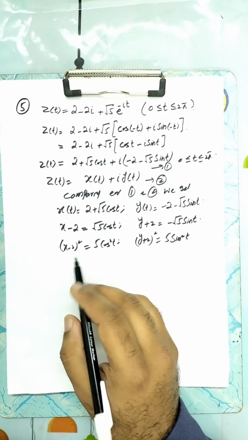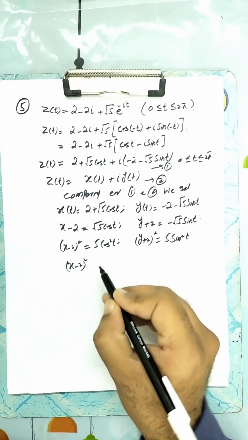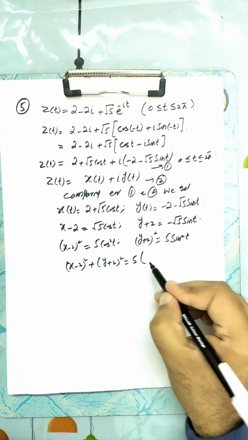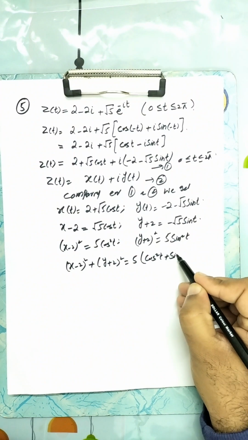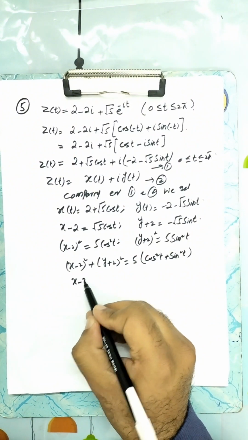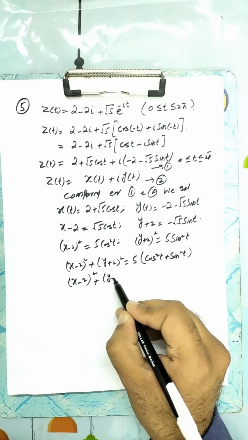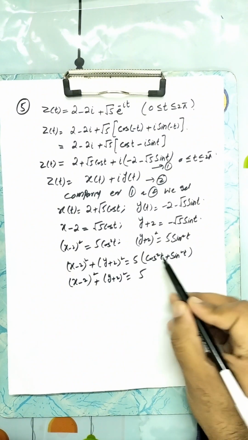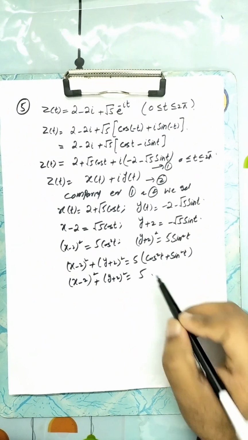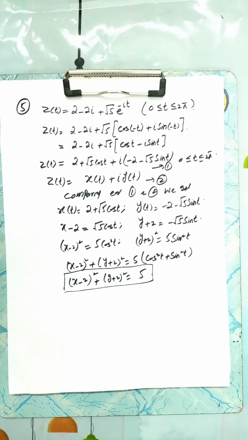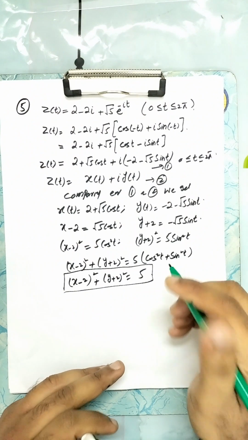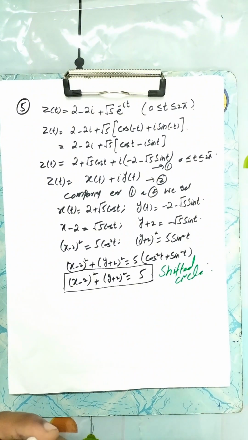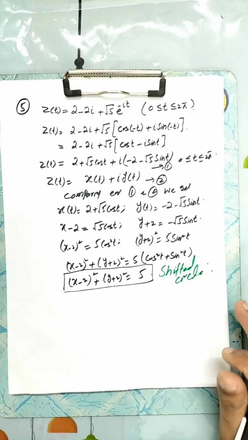Now adding these two equations, we get x minus 2 whole square plus y plus 2 whole square, and taking the 5 common, cos square t plus sine square t, and this term becomes 1. So x minus 2 square plus y plus 2 square is equal to 5. What is this? This is the equation of a circle, but a shifted circle. Shifted circle means this circle is not passing through the origin.